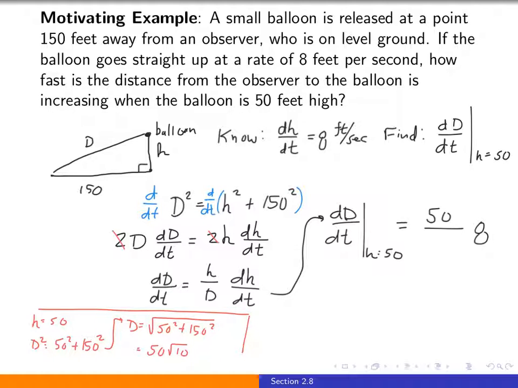And what we are going to do is take this number for D and just plug it in. So we will plug in 50 square roots of 10. The 50 in the top and the bottom cancel out, and the desired rate of change that we are looking for is 8 over square root 10. And we should always give units here. This is a rate of change of the distance, so it would be feet per second.